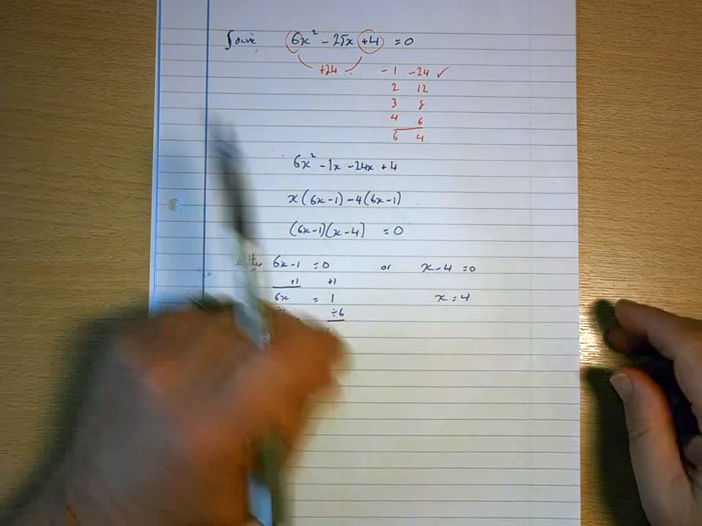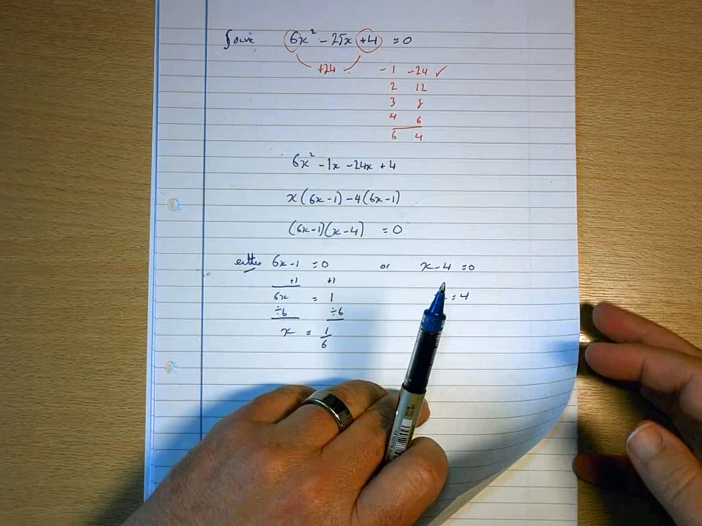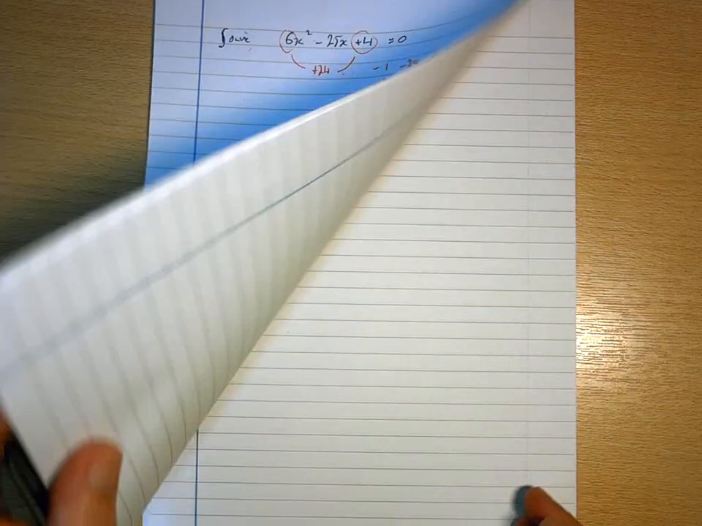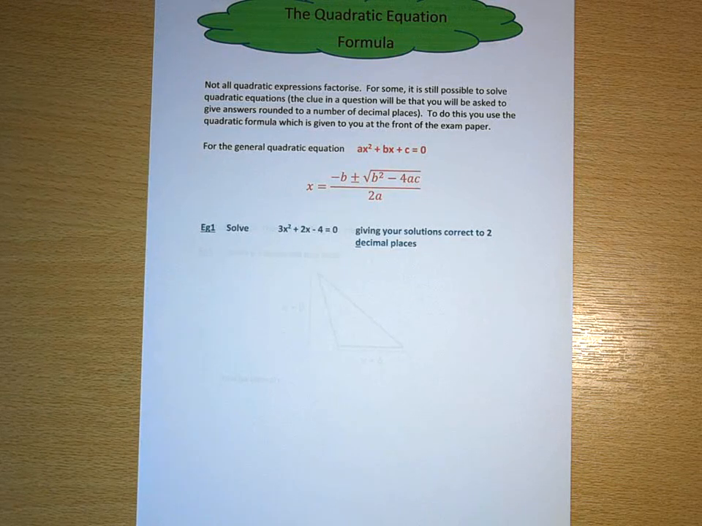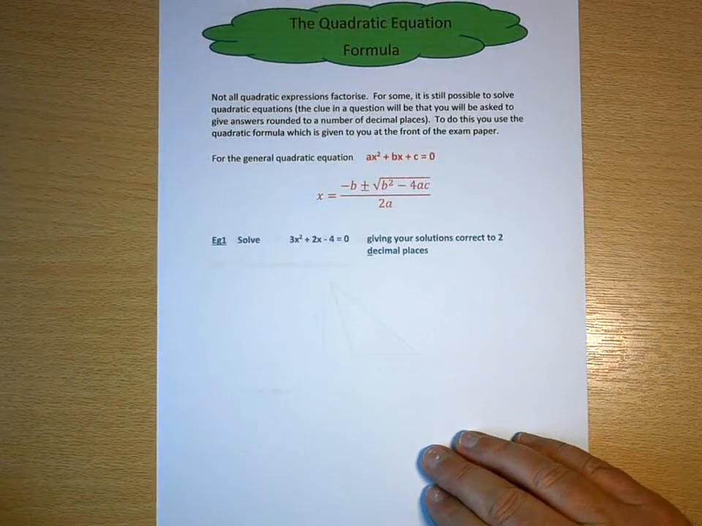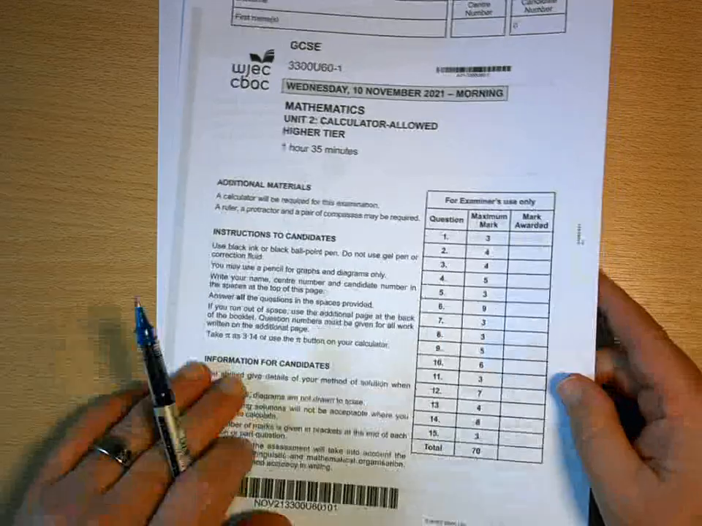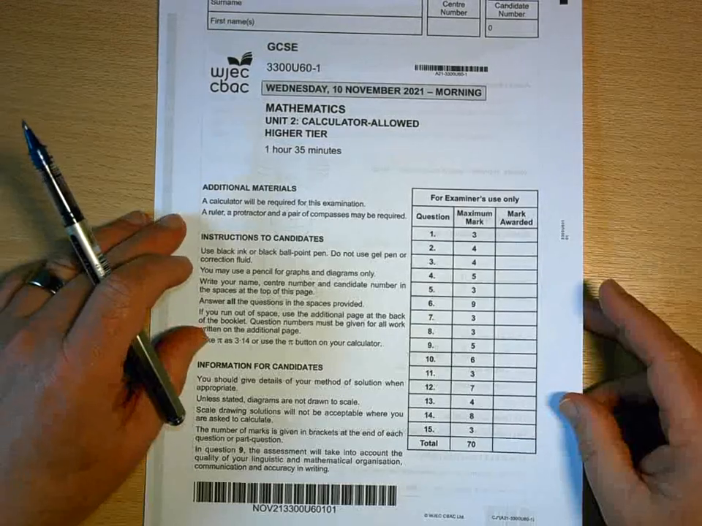We've looked at the graphical method. What we're going to look at this morning is using the quadratic equation formula. Now this might look a little bit terrifying when you see it straight up. However, it is given to you. So this will be on a paper 2.